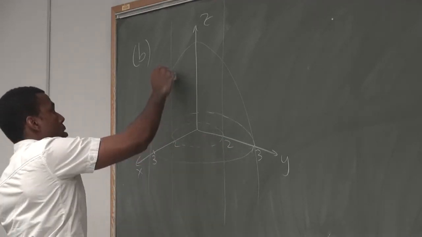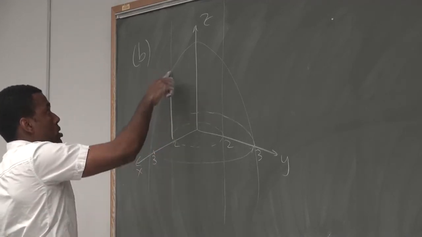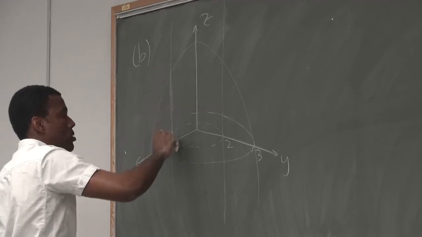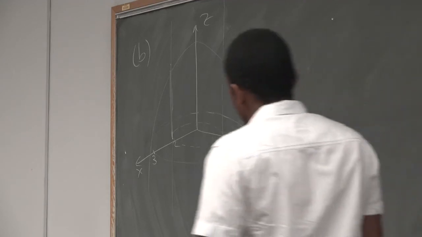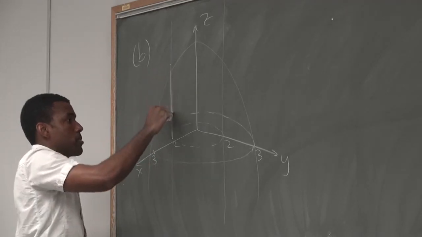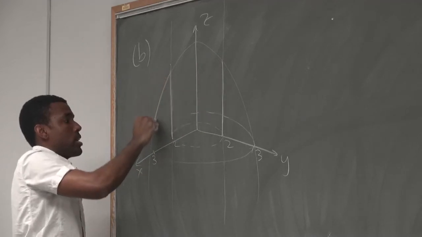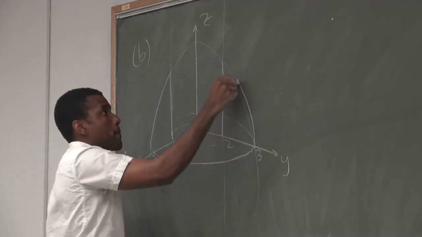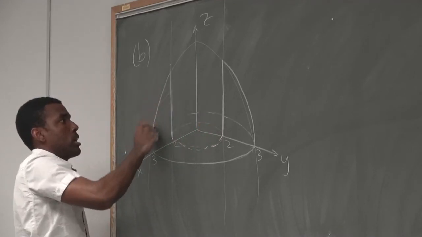So the object I actually want to find the volume of. Oh wait, let's see. What did it say? I want it inside the parabola, but outside the cylinder, right? So which region am I actually describing? Between 2 and 3, right? So it's actually the outside that I care about. Right? Out here.